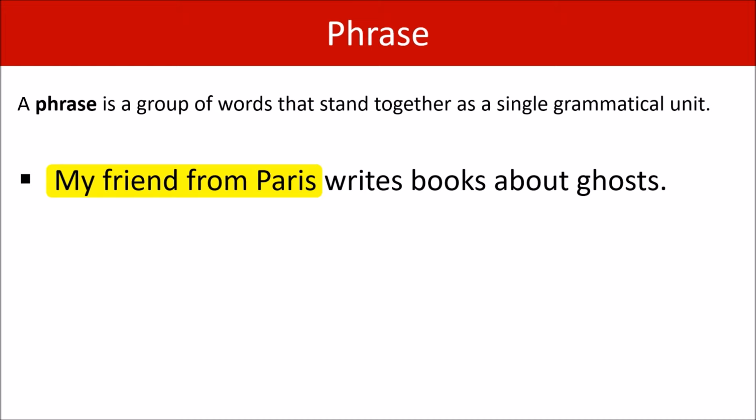These words are functioning like a noun. Look at this group of words. This group of words is also functioning like a noun. And how can we prove it? Well, we could write, John writes books. That proves that my friend from Paris is functioning like a noun. And books about ghosts is also functioning like a noun. But they are groups of words. They are phrases.